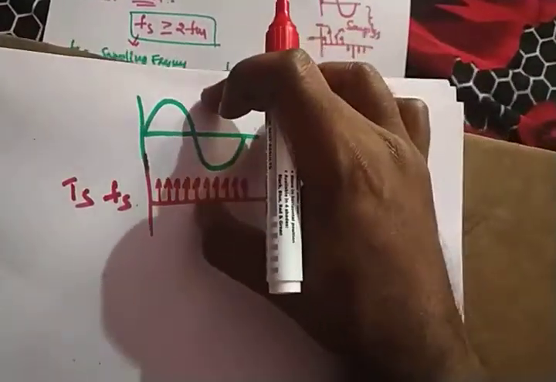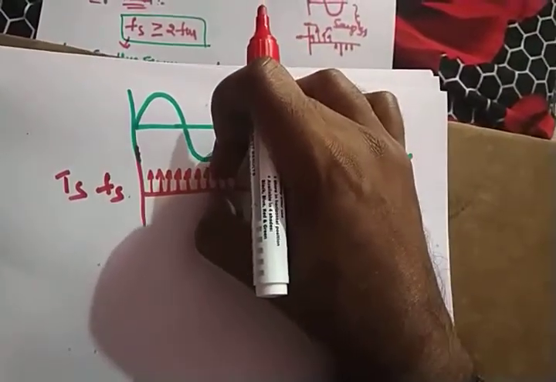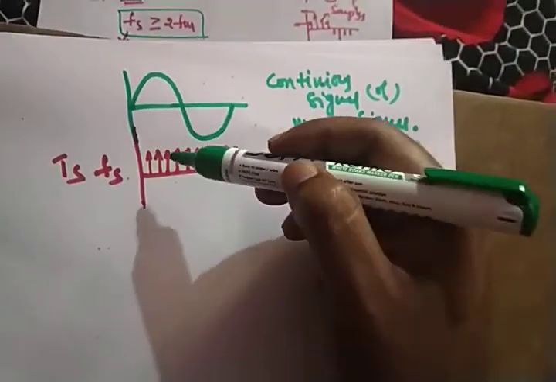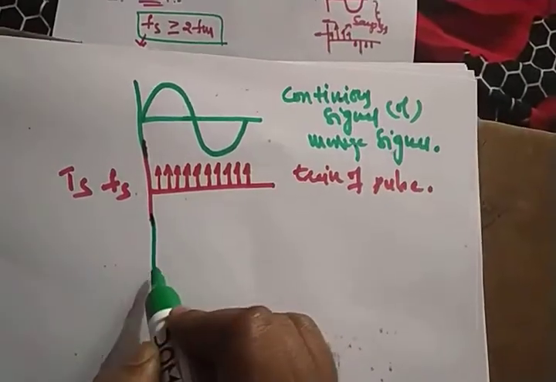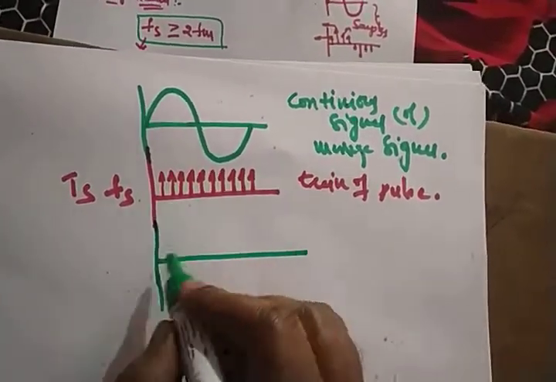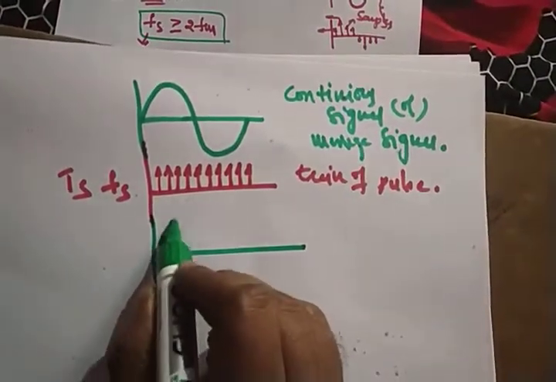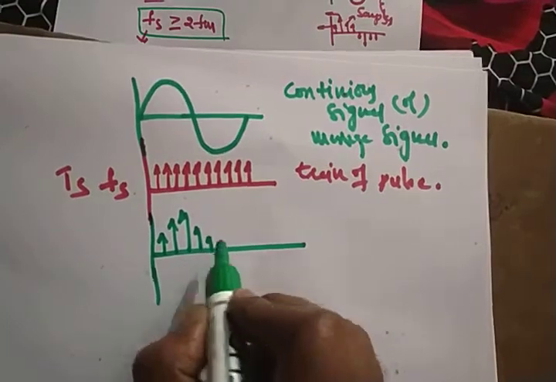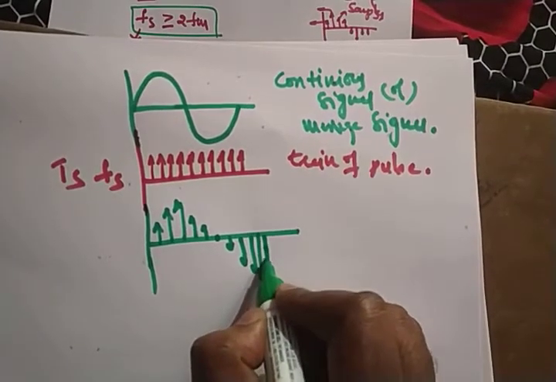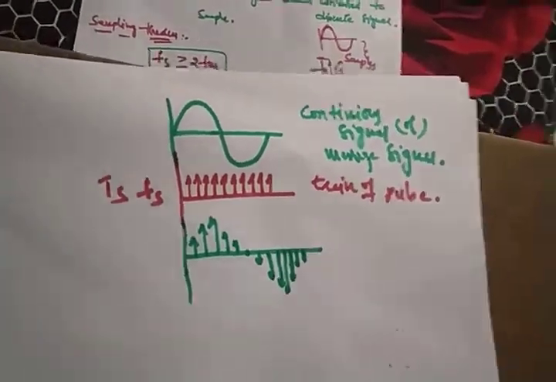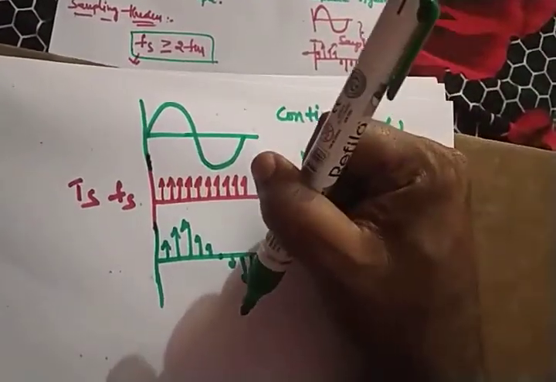Its frequency is Fs. We need to multiply this continuous signal with the train of pulses, then you will get your discrete signal. How it converts, we'll see. You multiply this train of pulses with your message signal, and then your continuous signal is converted into discrete nature. If you multiply, you'll get equations like this. In this way, your continuous signal is converted to discrete nature.